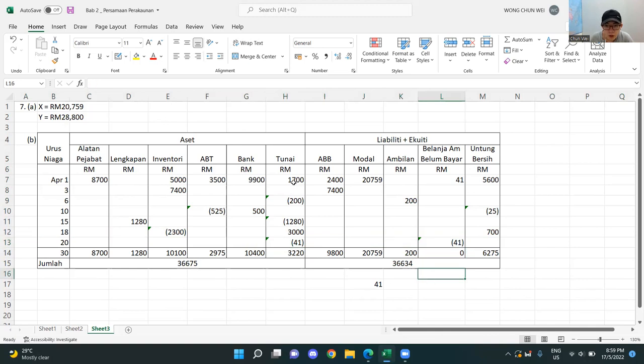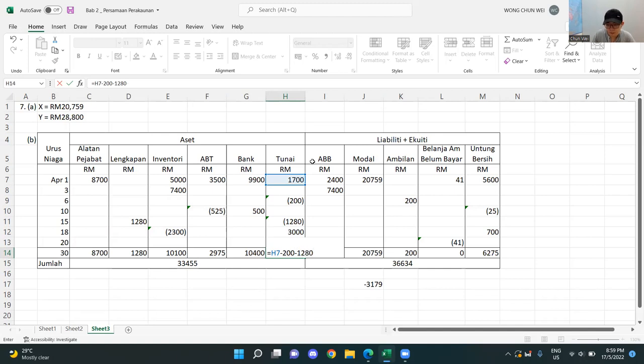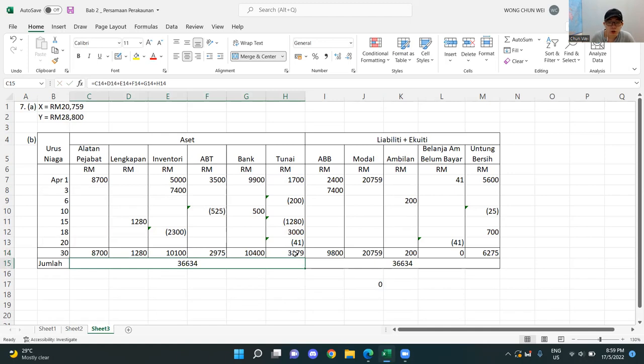Okay, now next, try to add up again. See the calculation betul atau tidak. Yeah, sometimes you might calculate it wrongly, kan? Okay, so I will try again. So here I will use 1,700 minus 200 again. Okay, and then minus 1,280 plus 3,000, this one, and lastly, of course, there's a minus 41 here, which I didn't see. Okay, so after minus 41 ringgit, my tunai is actually 3,179. Oh, so maksudnya tadi saya forget to minus 41 ringgit from here.